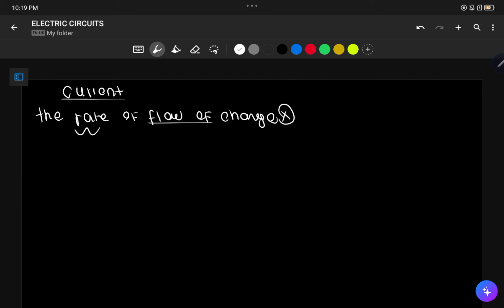So the proper definition that you're going to use for 2 marks is this one: the rate of flow of charge, when they talk about current. That is, how many charges are flowing through this specific point at this specific time. That is what current is concerned about.